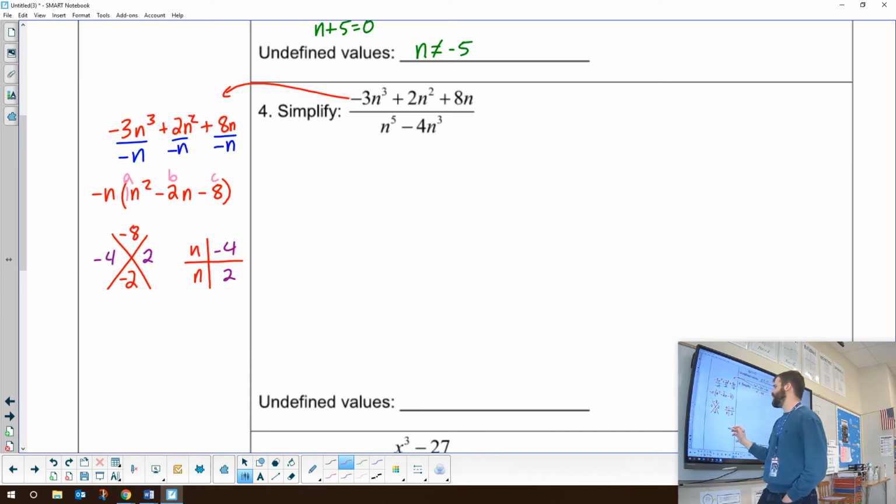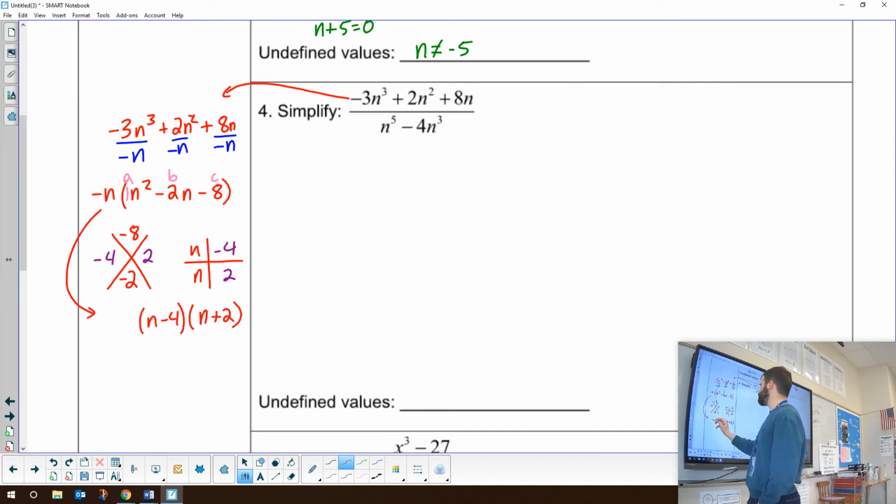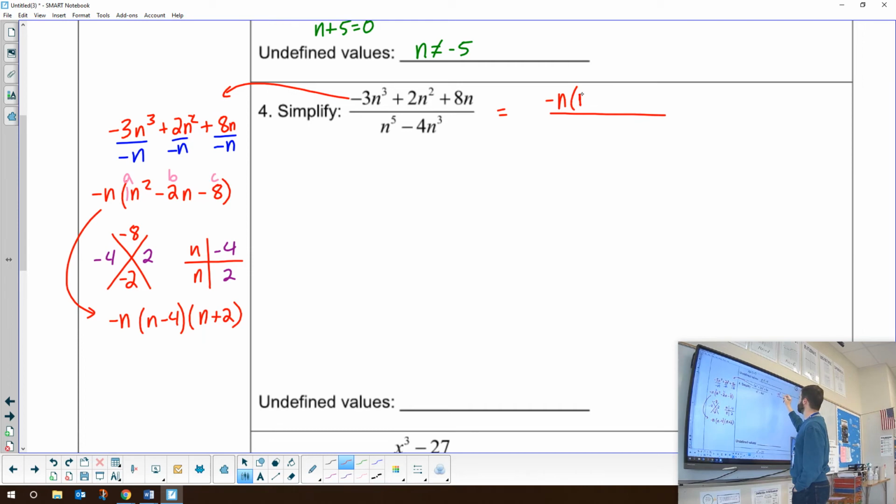So we can write out our factors. Our factors are n minus 4 times n plus 2, and don't forget to rewrite your GCF down here of negative n. So these are our factors, and that's going to be the top of my fraction here. Negative n times n minus 4 times n plus 2.